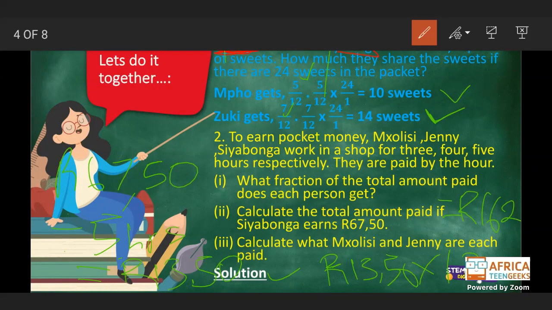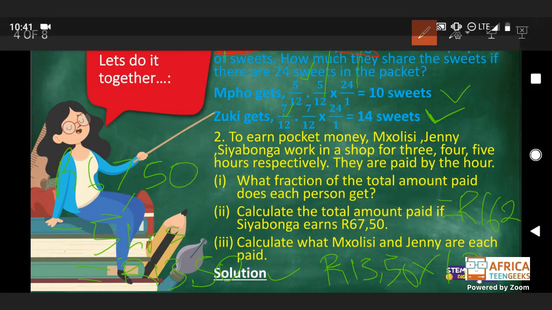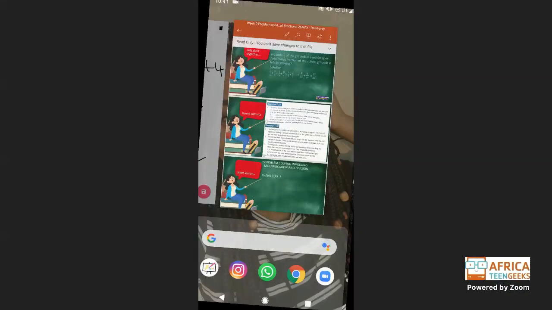Here they say calculate what Mkolisi and Jenny are each getting. So in the comments, guys, can you tell me how much Mkolisi gets? Okay, let's do Mkolisi first, and you can tell me the money for Jenny. Mkolisi worked for how many hours? Only 3 hours. That's Mkolisi.